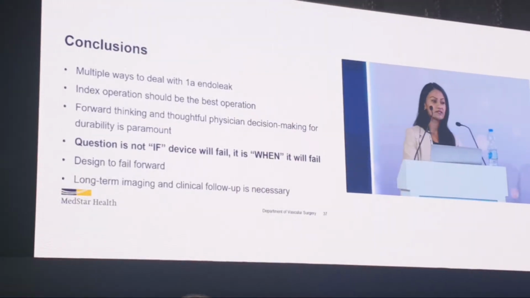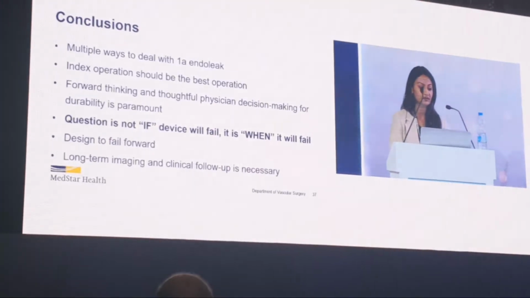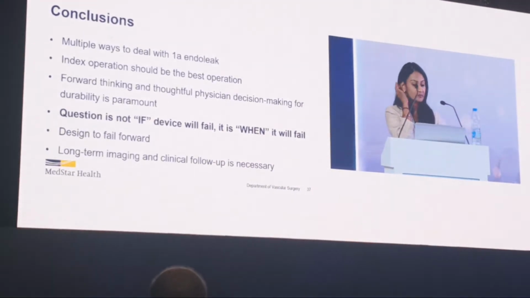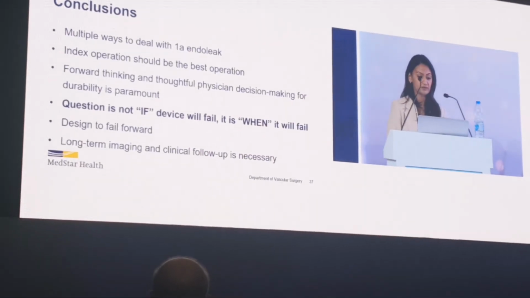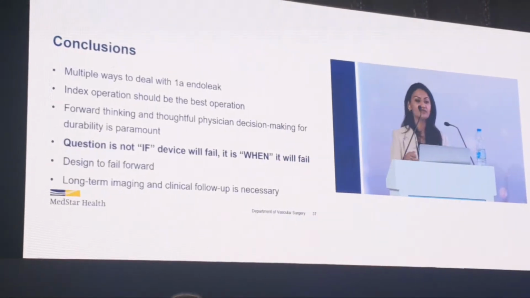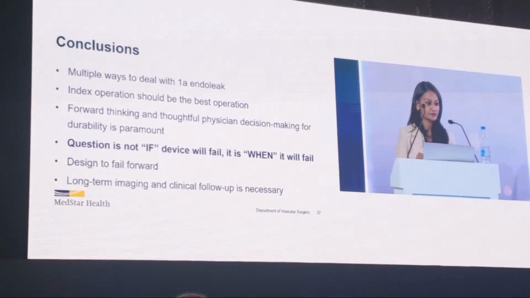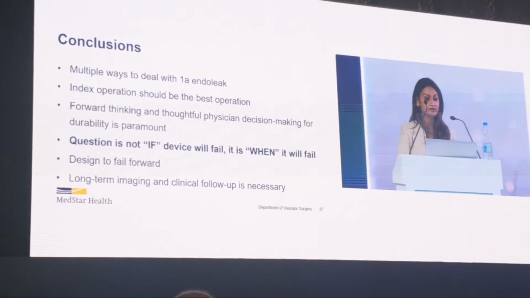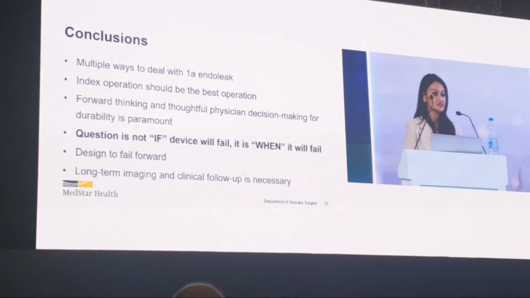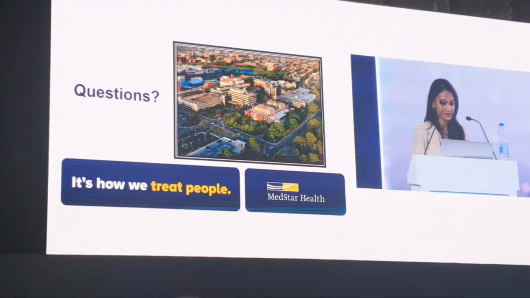So to conclude, there's multiple ways to deal with a type 1A endoleak. The most important thing is that the index operation should be the best operation that is being offered to the patient. Forward-thinking and thoughtful decision-making by the physician is really important for the durability of the device in use. Because the question is not if the device will fail; really, the question is when it fails, what are we going to do? So you should design to fail forward. And finally, long-term imaging and clinical follow-up is absolutely necessary to catch these patients and fix them before a complication like rupture occurs.